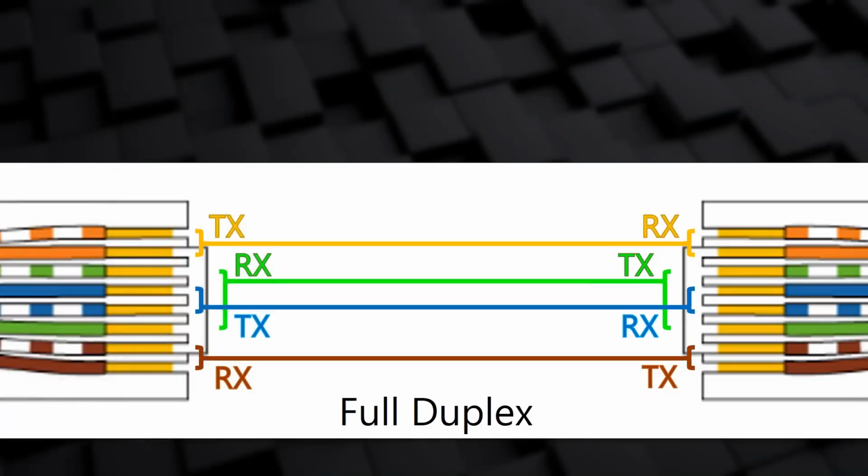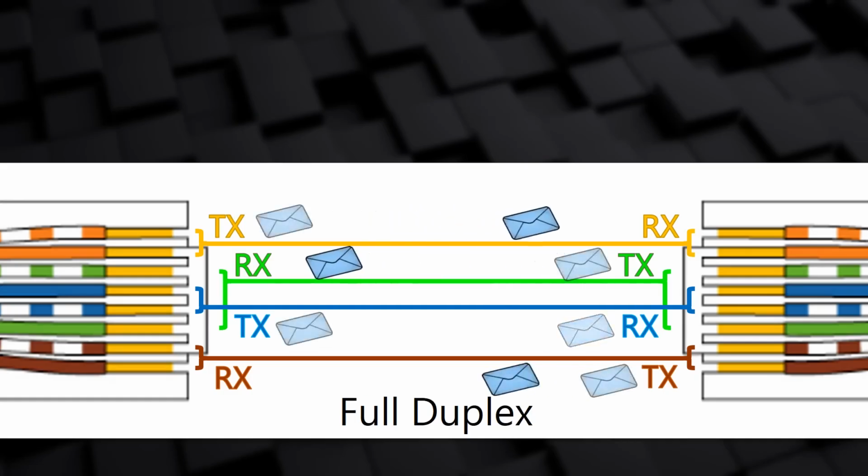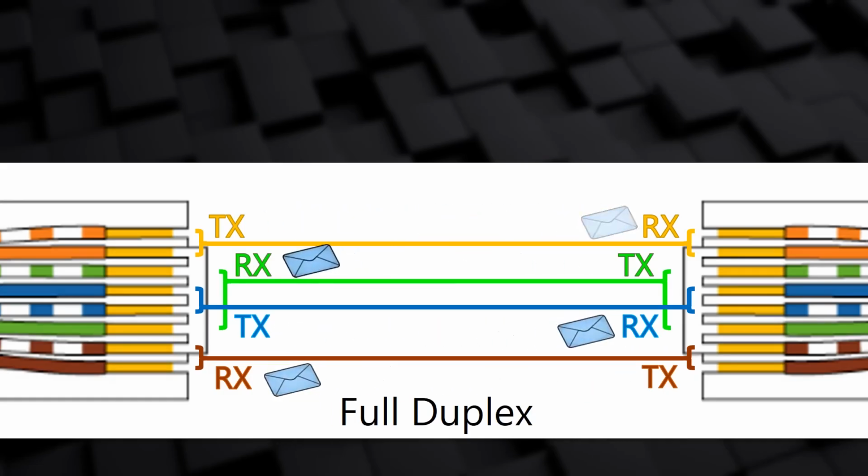I'm going to take a quick detour and talk about something called duplex. Devices need to both send and receive data. UTP cables can send and receive at the same time. If both ends of the link support this, it's called full duplex.